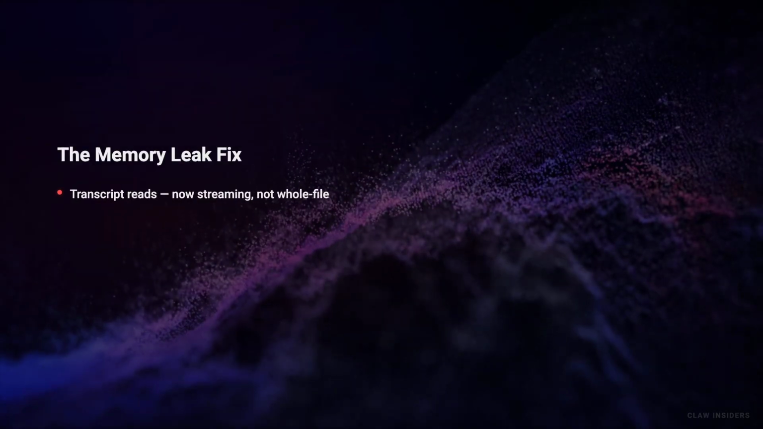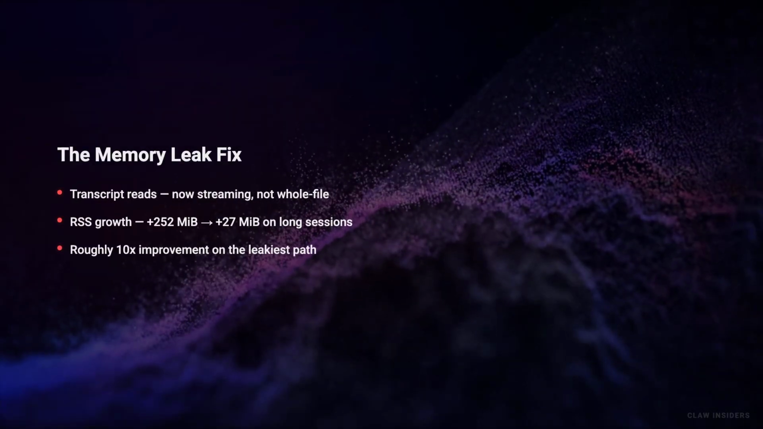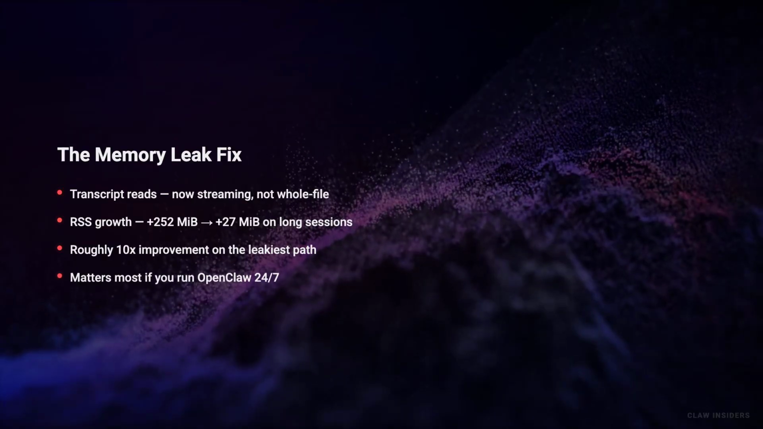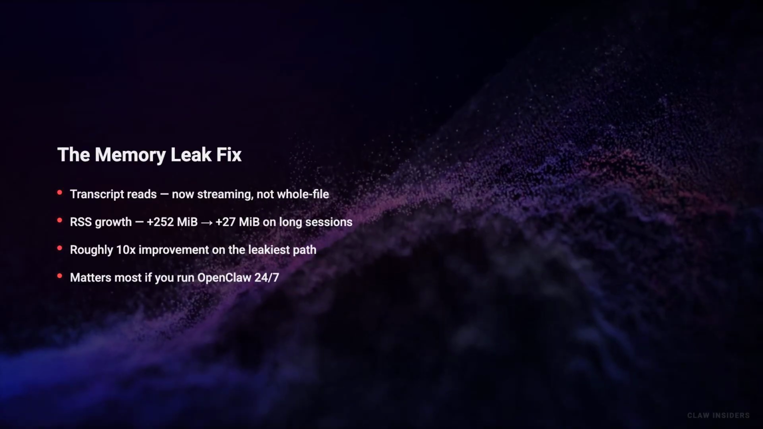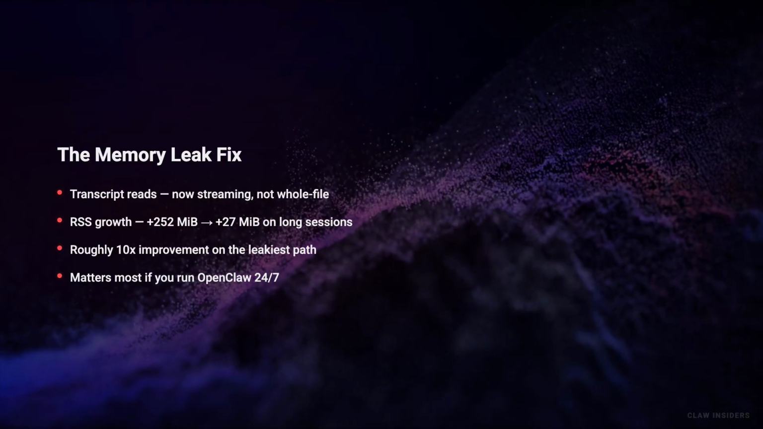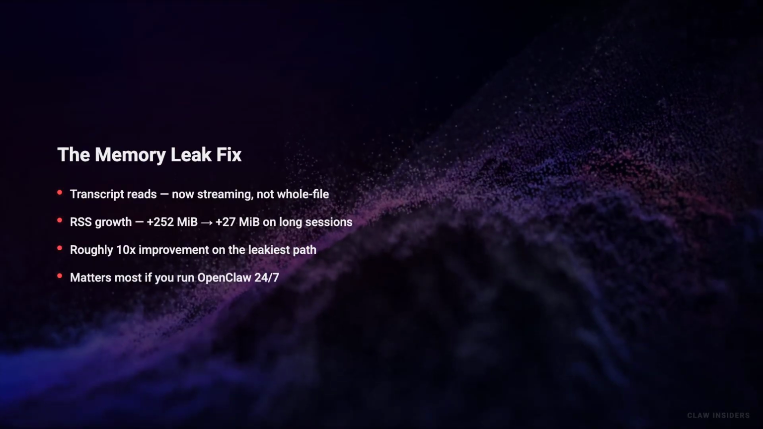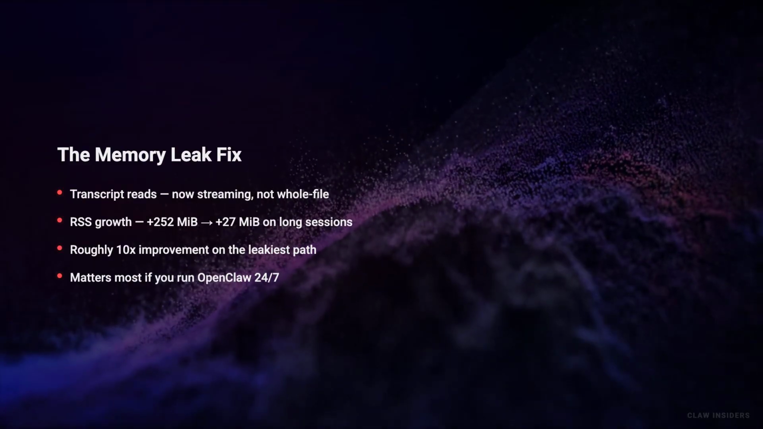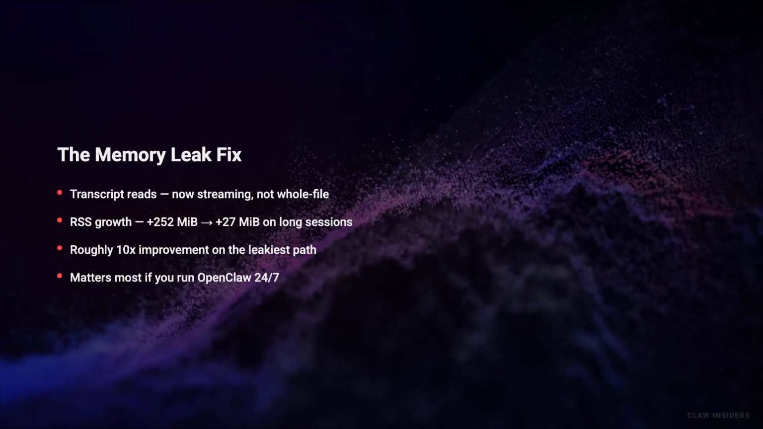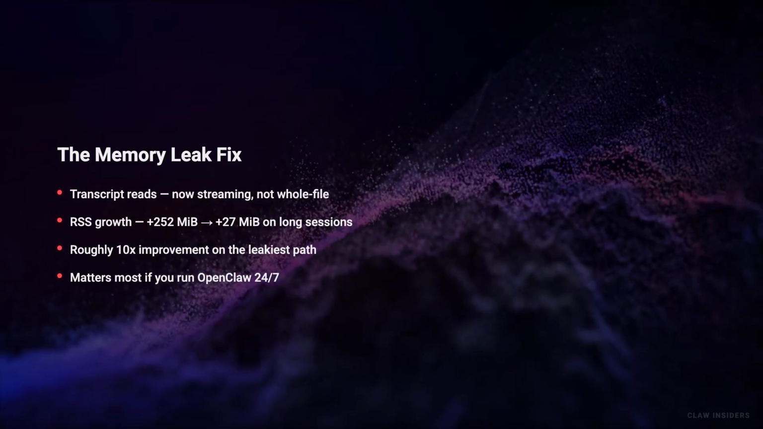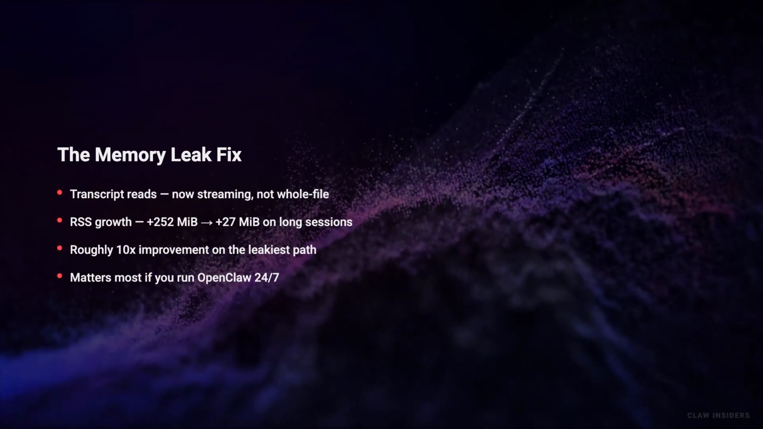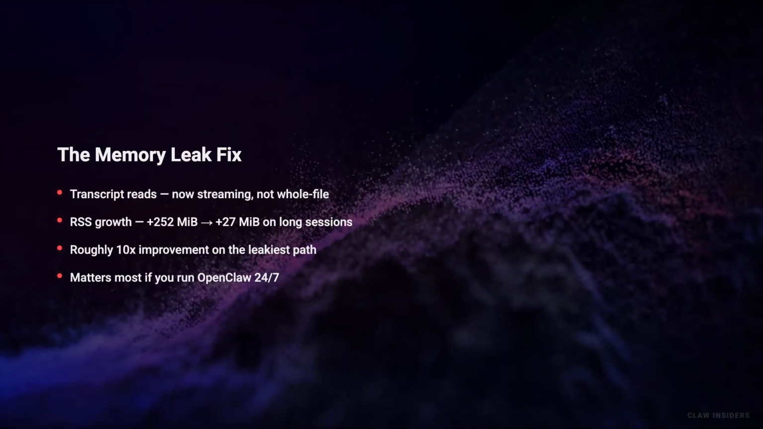Hidden in the bug fixes, the one that matters for anyone running OpenClaw on a long-lived server. Session transcripts used to read entire transcript files into memory for idempotency lookups. On a long-running session, that meant the resident set grew by 252 MB. In this release, the transcript code uses streaming helpers instead. RSS growth dropped to 27 MB, roughly a 10 times improvement on the leakiest part of long session memory.